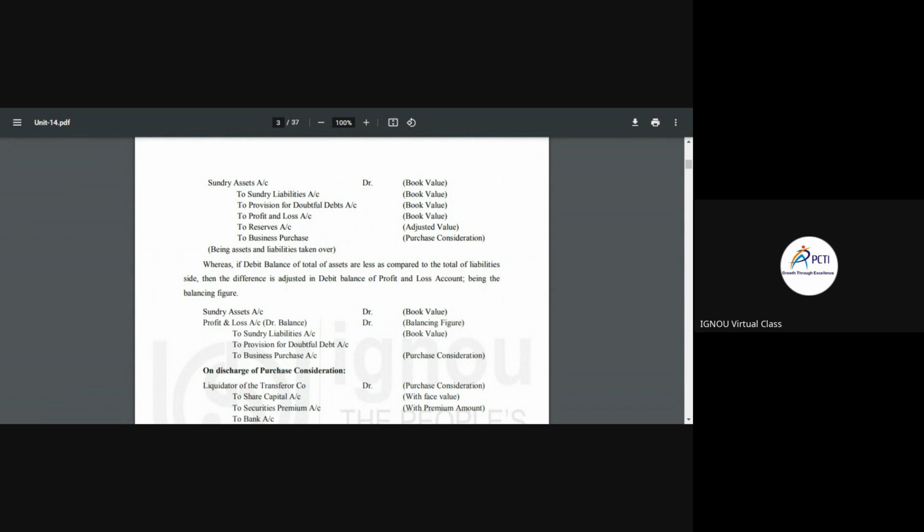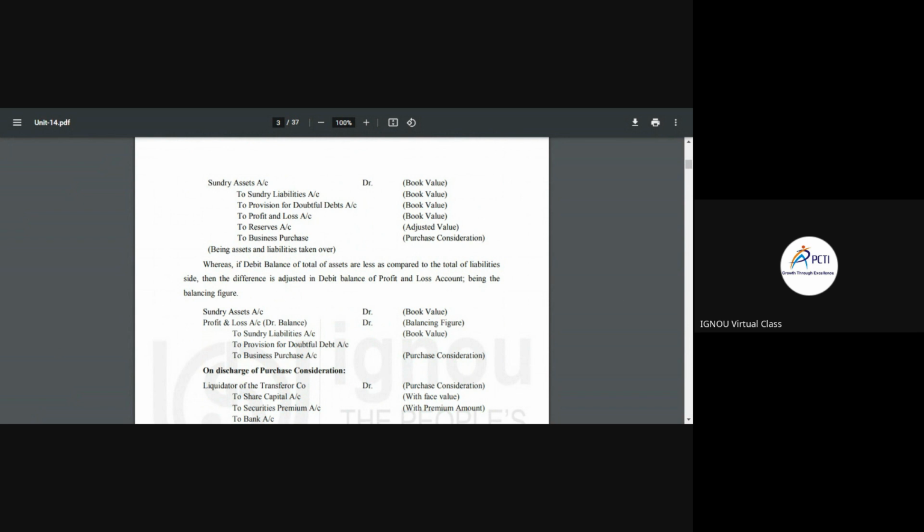Whereas if the debit balance of the total of assets is less as compared to the total of the liability side, then the difference is adjusted in the debit balance of the profit and loss account, being the balancing figure. So the entry will be: sundry asset account debit, profit and loss account debit, to sundry liability account, to provision for doubtful debt account, to business purchase account.